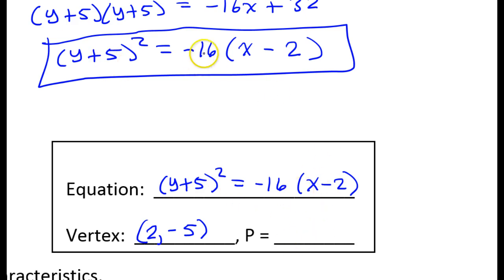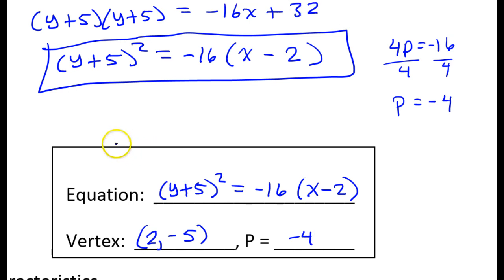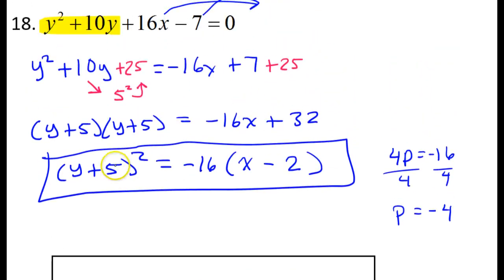For the p-value, I know that this negative 16 is 4p. So 4p equals the negative 16. Dividing both sides by 4, that tells me that p is equal to negative 4. So that is going to be it for problem number 18.